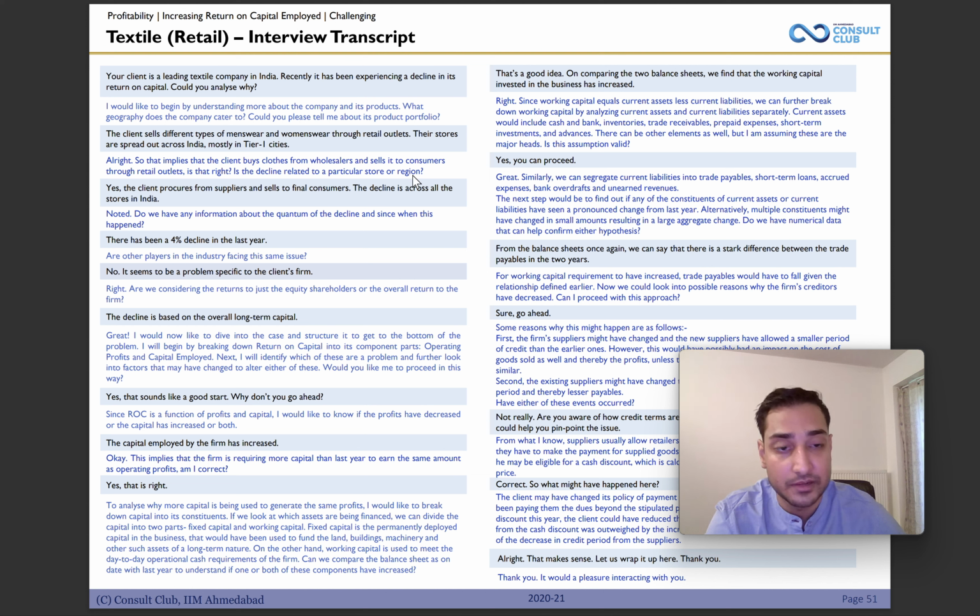Okay, so this is also one of the very important questions because it tells you where to focus. So if the decline is at a particular store, that means something in operations is wrong in that store. If the decline is at all the stores, that means there is some issue going on in top management, in the company structure. So it tells you where to focus. So it's a pretty good question to ask.